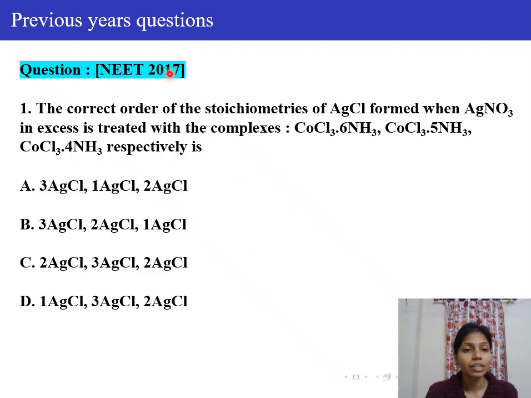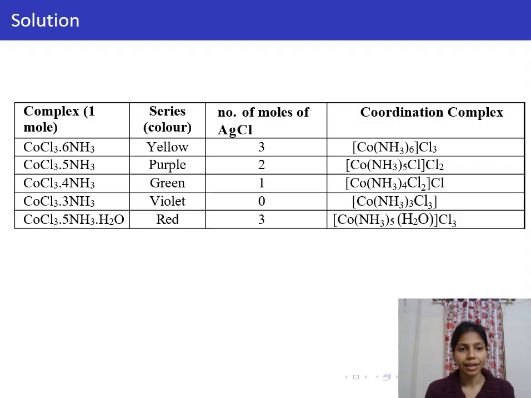You see, in NEET 2017, what came? The correct order of the stoichiometries of AgCl formed when silver nitrate in excess is treated with the complexes cobalt chloride 6 ammonia, cobalt chloride 5 ammonia, cobalt chloride 4 ammonia respectively. So it is asking directly from Werner's experiment how many moles of silver chloride will form. We have just seen it in the table of Werner's experiment. When cobalt chloride 6 ammonia is there, the yellow compound forms.